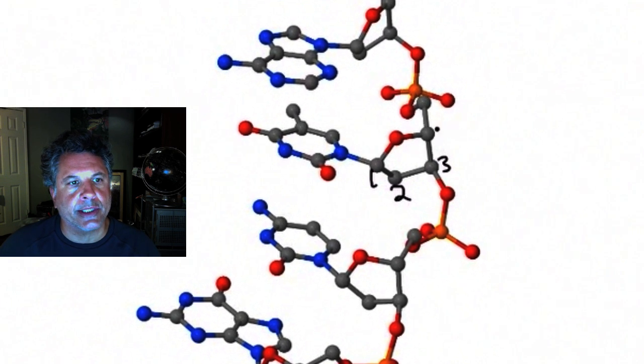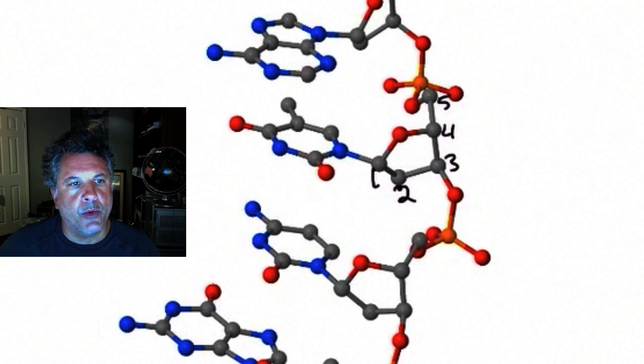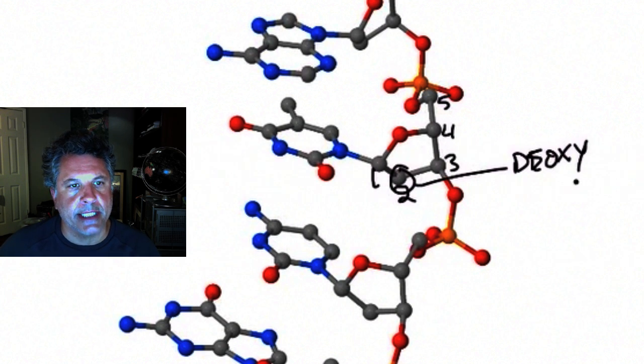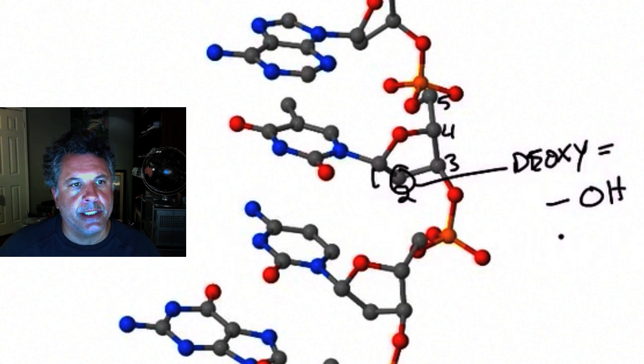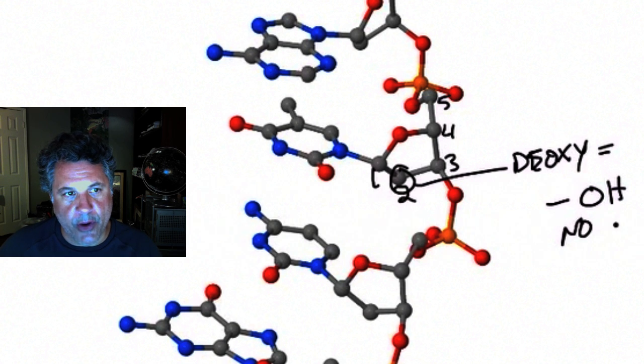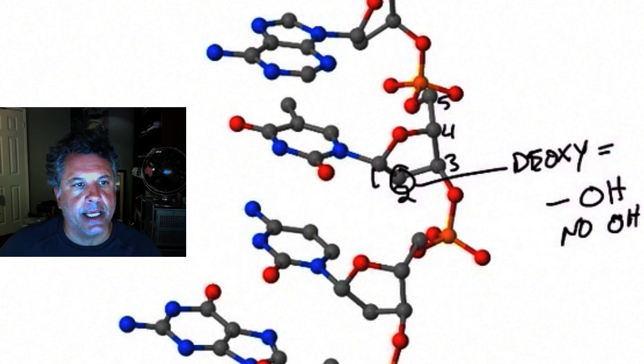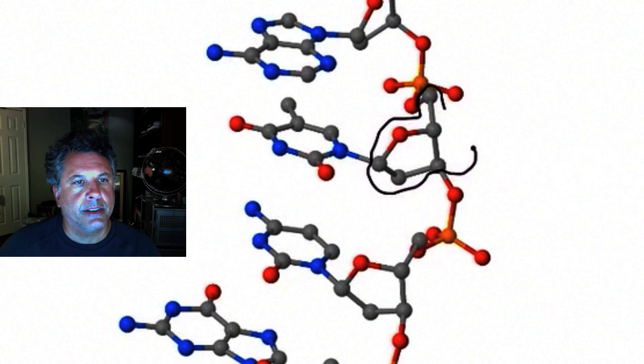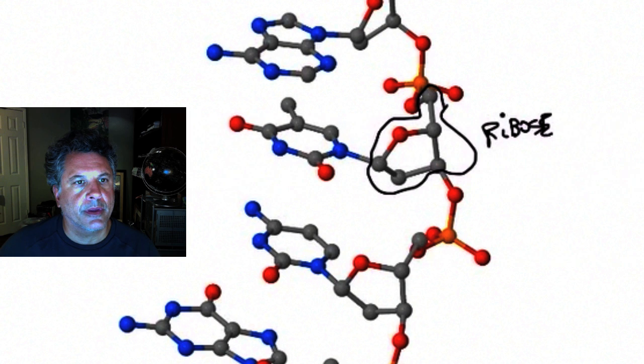Now if we look at the sugar and look at the second carbon, we see that it does not have an oxygen attached to it. So it is deoxy, minus a hydroxyl group. There's no oxygen attached, no OH group attached to the second carbon. In RNA there would be, but this is DNA. So we have deoxyribose sugars. And since we do have ribose sugars as a main component of every nucleotide, then we say that there's deoxyribo, standing for the ribose.